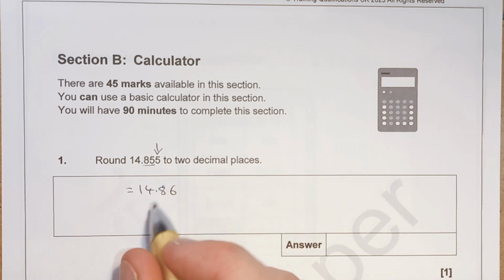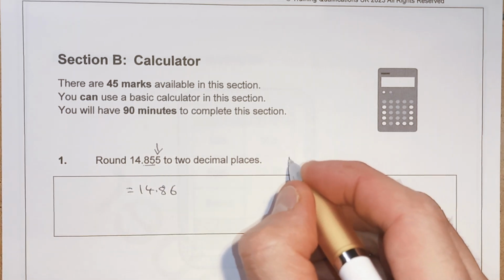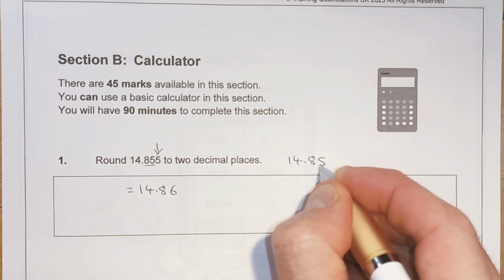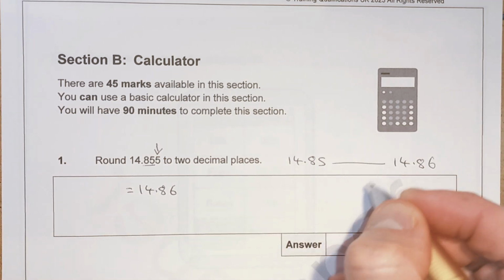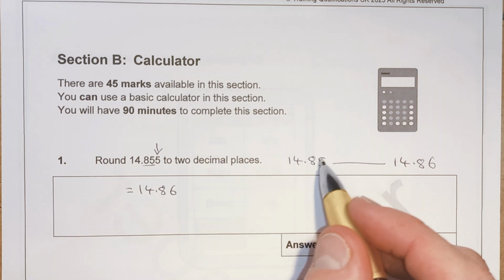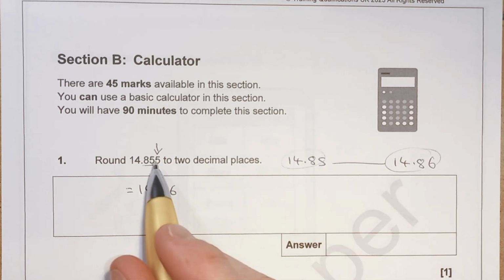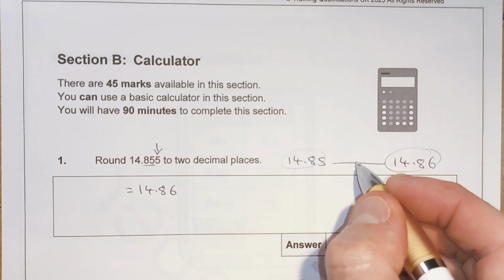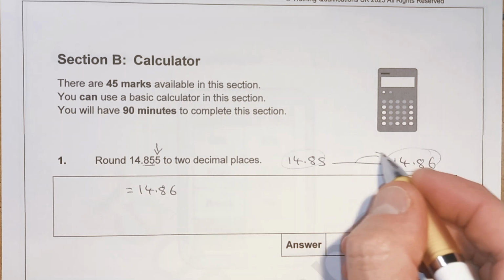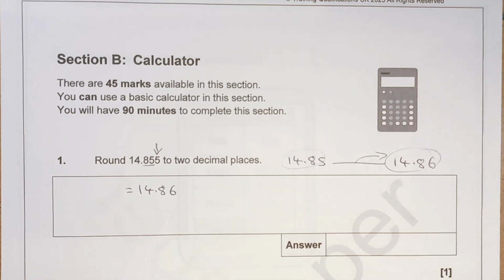So this is going to be 14.86. Well, you can think that this number is going to be somewhere between 14.85 and 14.86. And we're trying to work out, is it closer to this one or this one? But using the 5 is handy because it's saying, well, anything that ends in a 5 or more would be rounded up to 14.86. So we can write our answer in here.